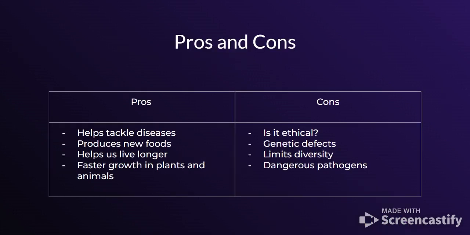Okay, so pros and cons of genetic engineering. The pros are that they usually help to tackle diseases, produce new foods like GMOs, and they help us live longer as well. And cons could be that a lot of people don't think they're really ethical because of the way it's done. And sometimes there could be genetic defects, and it also limits diversity.